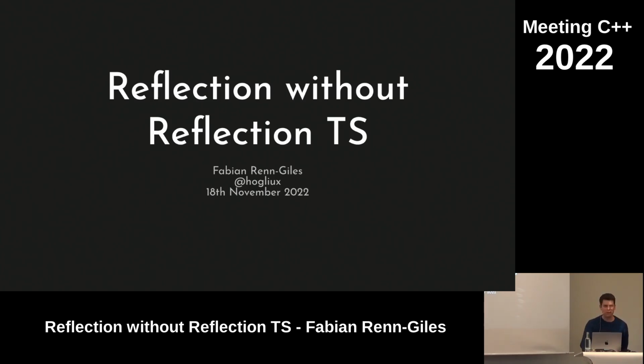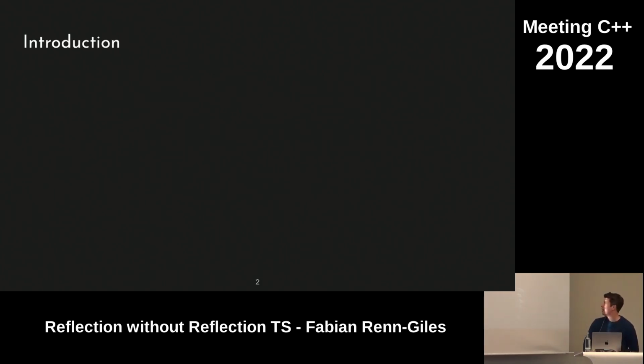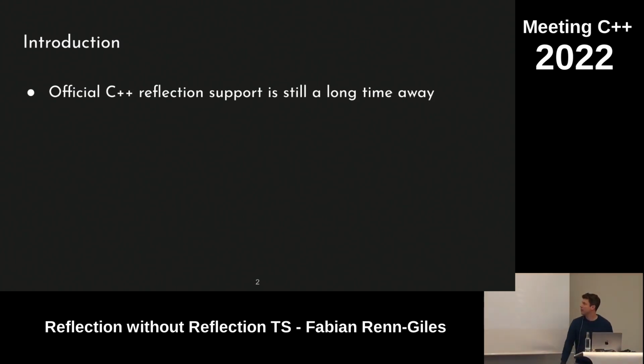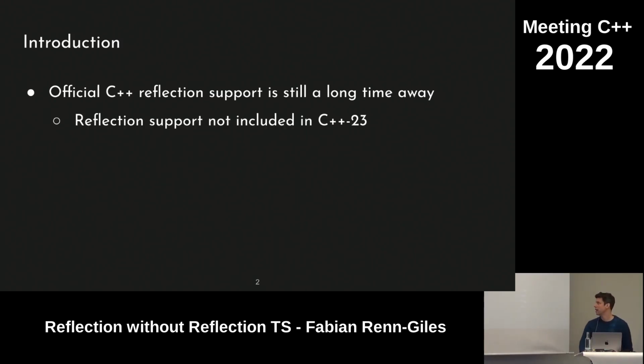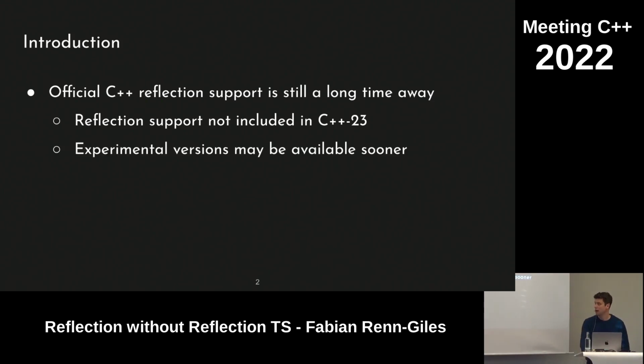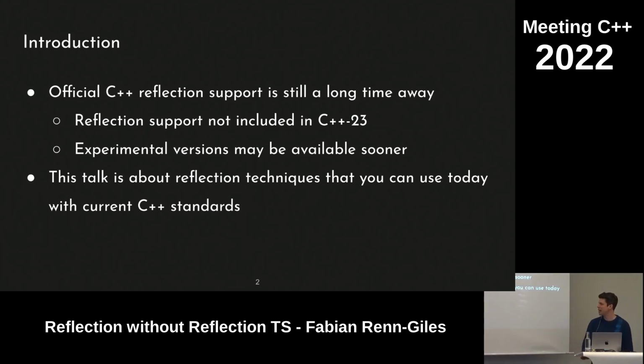Anyway, why without the reflection technical specification? That's because official reflection support is still a long time away. There was a reflection technical specification that was based much on meta-type template programming, and that's been considered a bit outdated. We have const-eval now, and so they're reworking that reflection technical specification, so it won't make it into C++23. Experimental versions, I've been told, may be available by 2023, but maybe not. Who knows?